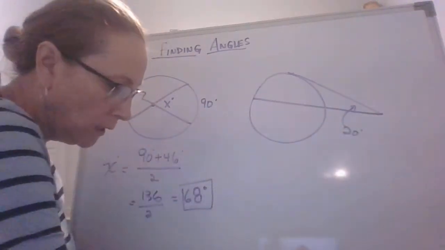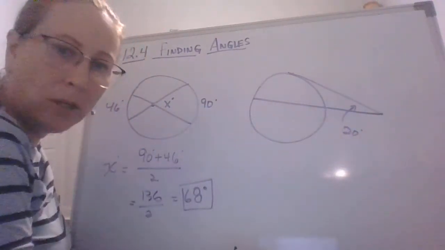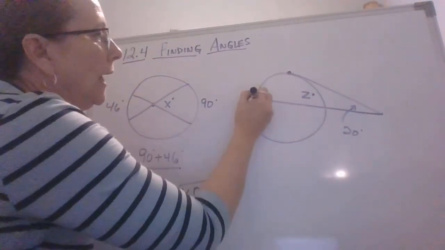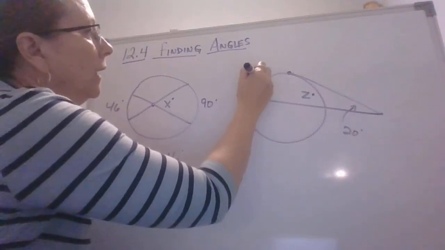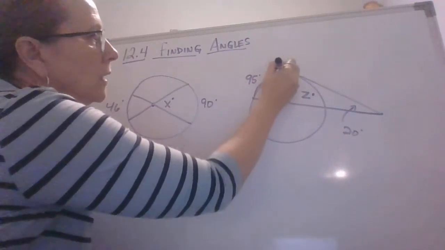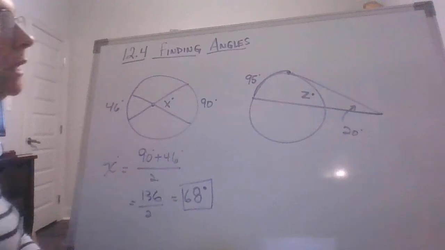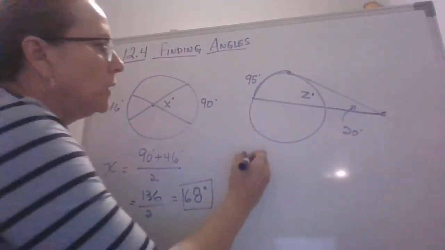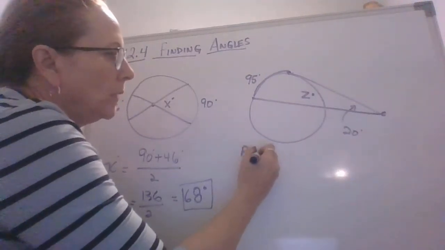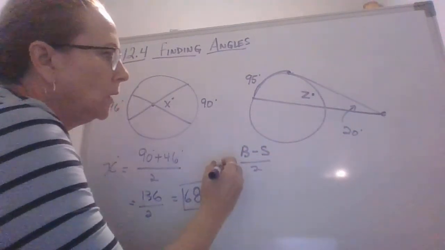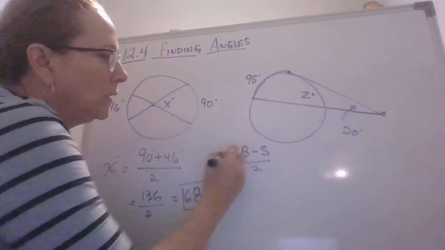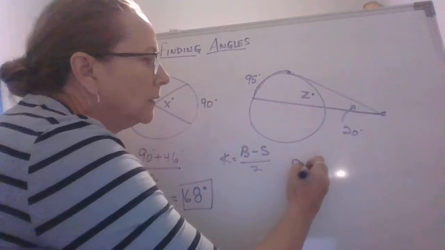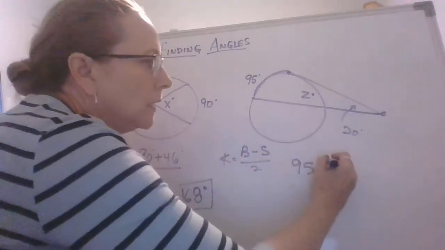We have our 20-degree angle outside the circle. We're looking for Z. And on the exterior of this arc is 95. Well, where is the angle located? Outside the circle. So this is big arc minus small arc divided by 2 would be our angle. Our angle would equal big arc minus small arc, divided by 2. Big arc is 95. The small arc is Z.